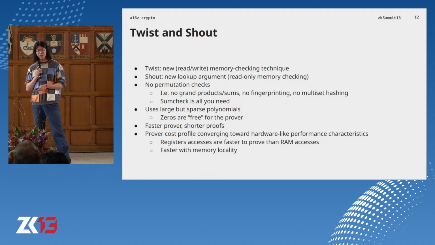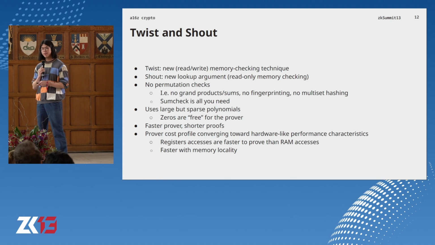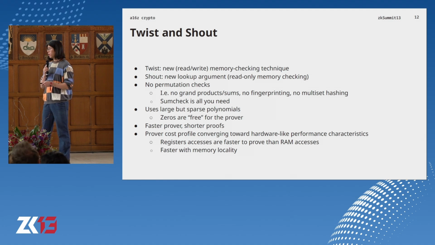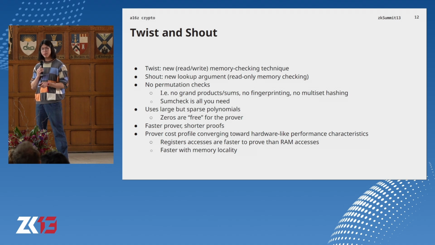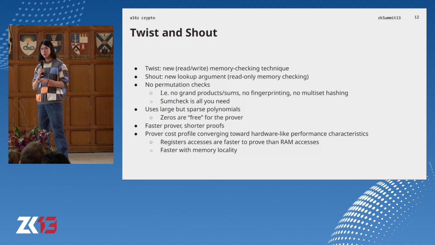At a more philosophical level, we see that with Twist and Shout, the prover cost profile starts to converge towards more hardware-like performance characteristics. Specifically, we see that register accesses are faster to prove than RAM accesses, and that memory accesses are also faster with more memory locality.